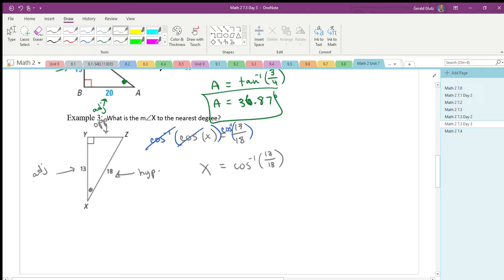So this is just something I put in the calculator. So 13 divided by 18, and then inverse cosine. So I get 43.76. They told us to the nearest degree, so that would be 44 degrees.